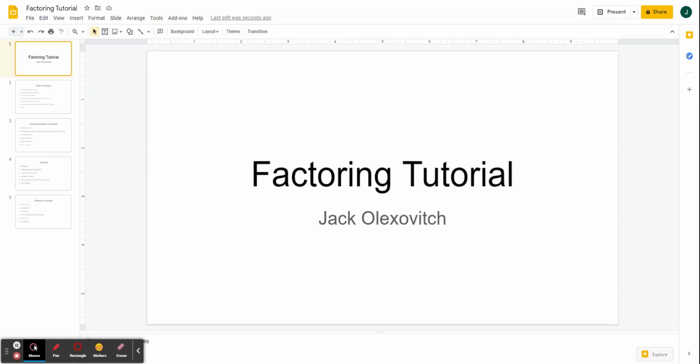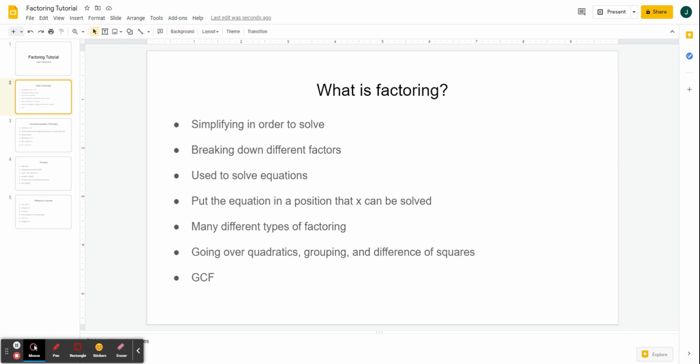So the next thing to go over in algebra tutorials is factoring. Factoring is one of the most important parts of algebra, in my opinion, because you use it a lot and there's a lot of different ways to do it. So it'll probably be a pretty big unit. And so today I'm going to go over basic factoring.